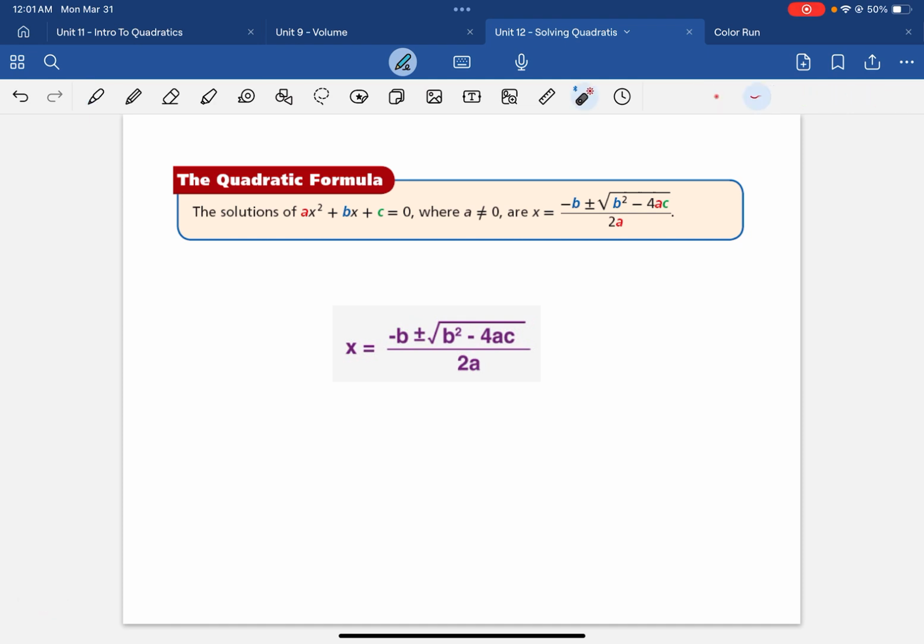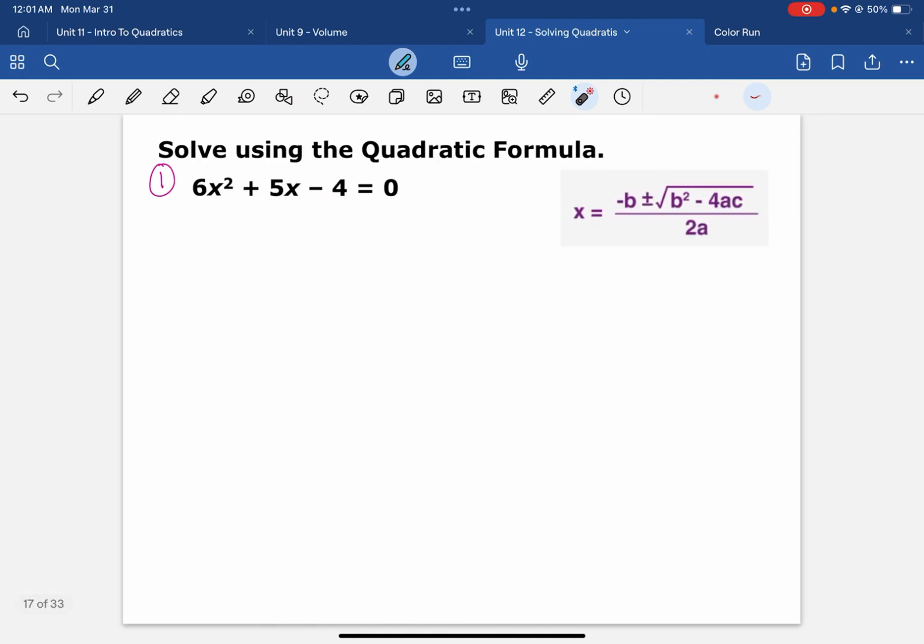That formula states that x is equal to negative b plus or minus the square root of b squared minus 4ac, and all of that is over 2a. So take a moment. If you need to pause the video, I want you to write down this quadratic formula. Got it? All right, let's go to our first example.